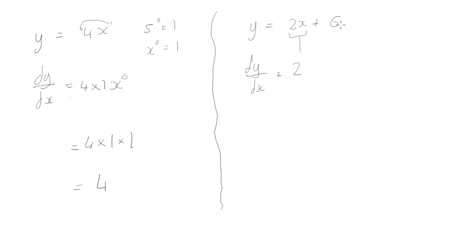Now what about this 6? Well, there's no x there, so what just happens is it goes. It doesn't come down, nothing happens, it just becomes 0. So differentiation of 2x plus 6 is 2.